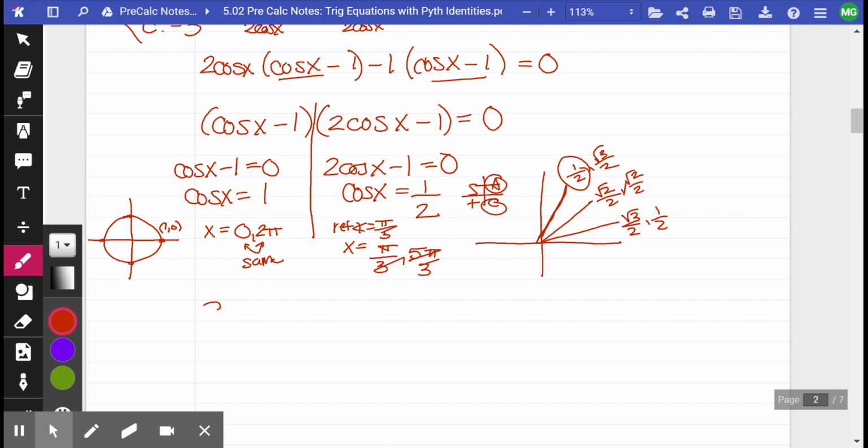So now my solutions, your general solutions, would be: we've got pi over 3 plus 2n pi.